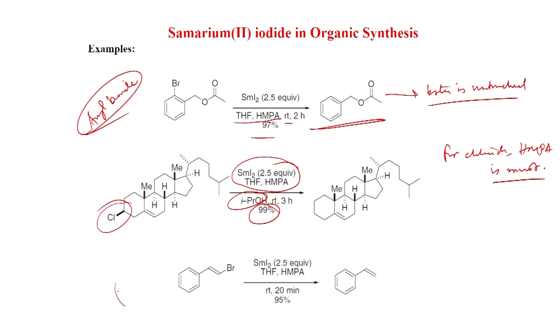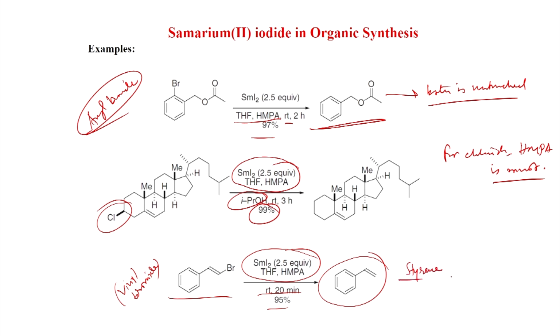And this is vinyl bromide. With vinyl bromide also you can get the reaction. Here also you need the HMPA, samarium iodide 2.5 equivalent, THF HMPA, room temperature 20 minutes, you get this styrene in 95% yield. Now we will see the reduction of ketones and aldehydes with samarium iodide.